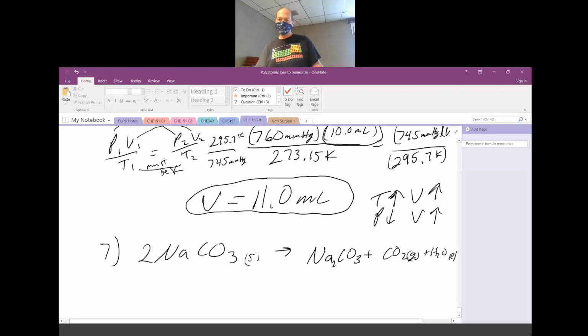All right, now note, this is a solid. So the only one that we can use PV is equal to nRT on is CO2. That is the only one that is a gas. Solids, no. Ideal gas law can only be done on gases. PV is equal to nRT can be used for gases only, not solids, not liquids. If you had water above 100, then you could use PV is equal to nRT because then it is H2O gas.